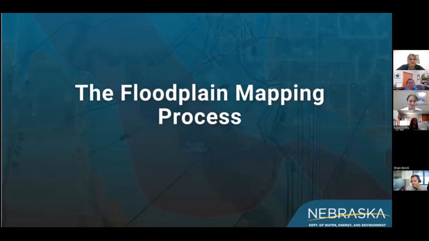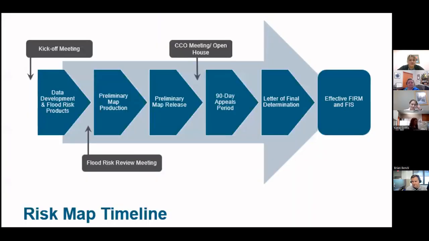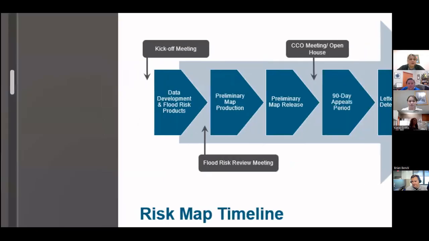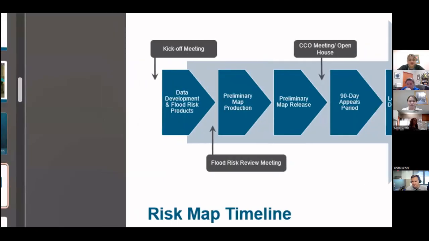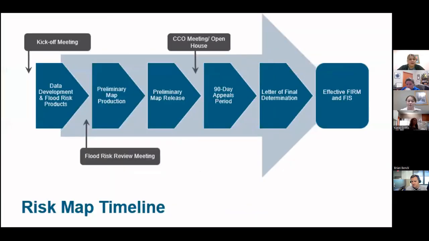Well, now we'll get into more of a detailed breakdown of the step-by-step process of what happens when it's announced that your community is getting new maps. So this is the official Risk MAP timeline. Risk MAP is just the official title when it's decided that FEMA, or in Nebraska, the state, is providing your community with new maps or developing those new maps.